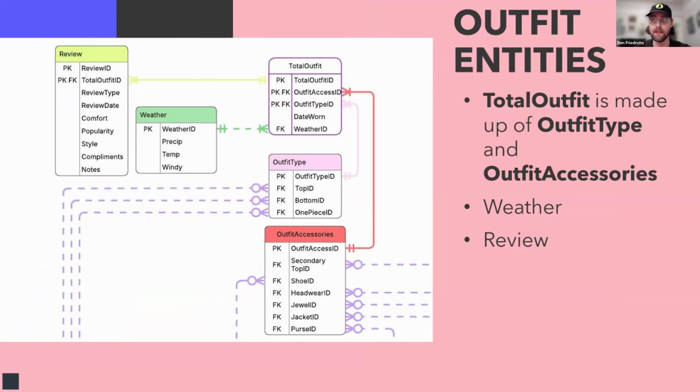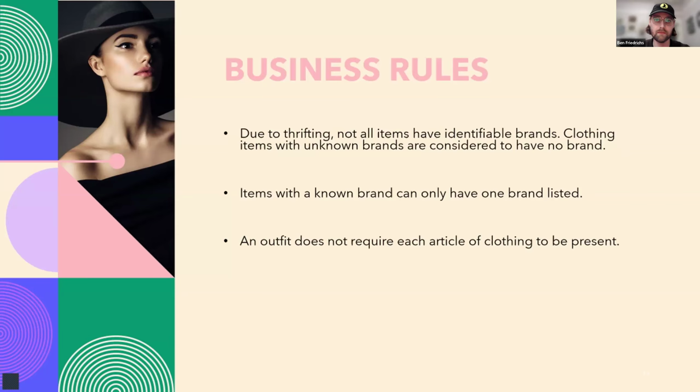Here we have outfit entities. Total outfit, that kind of central entity in our database, is made up of outfit type and outfit accessories. It also has weather, review, and date last worn as attributes.